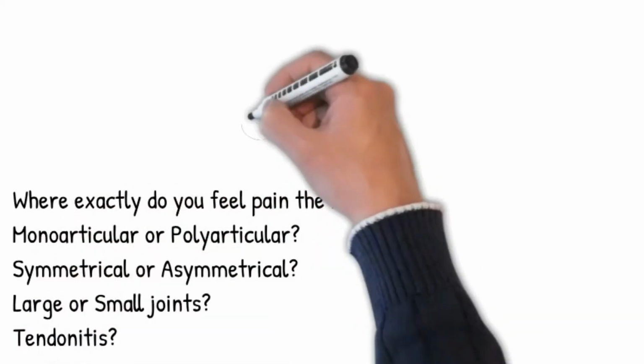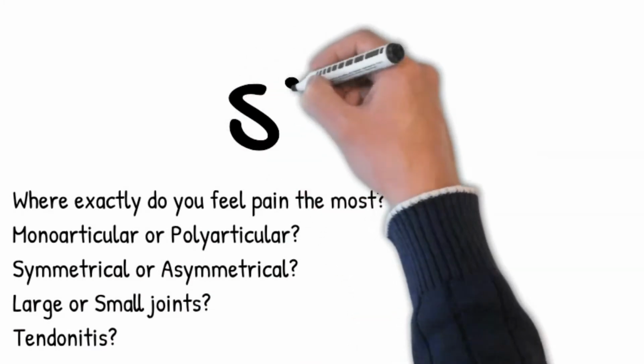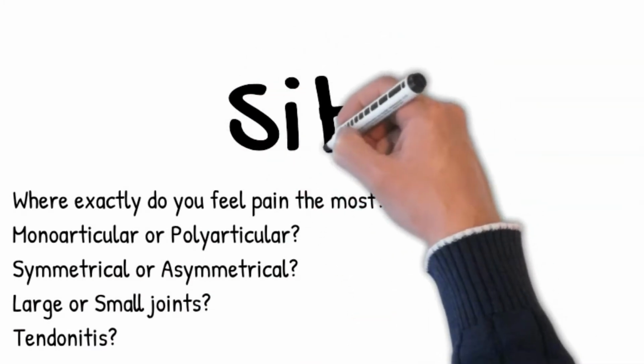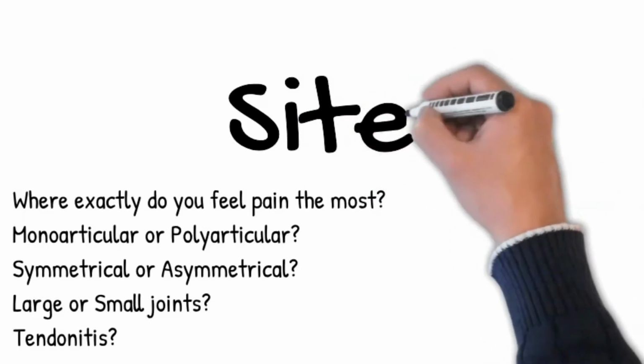Is the involvement of joints in a symmetrical or asymmetrical pattern? Are either large or small joints mostly involved? Any signs of involvement of ligament or tendon insertions?